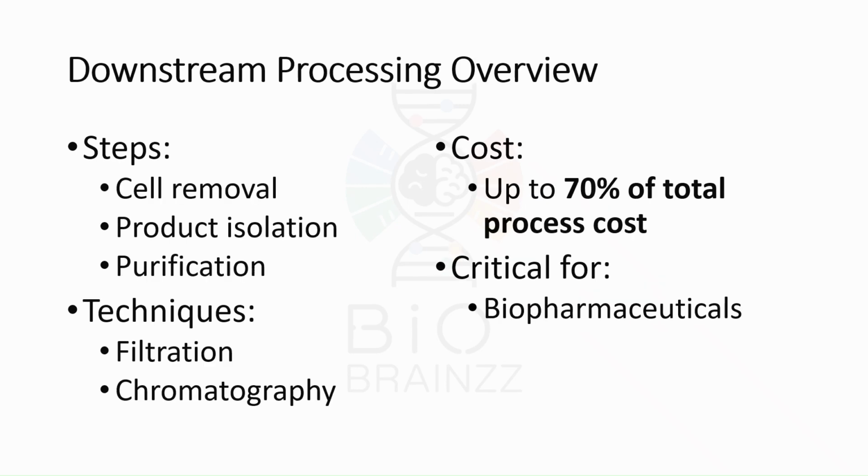Downstream processing includes steps like separation and purification of the product. It is a very important stage after fermentation. It includes techniques like filtration and chromatography. This stage can contribute up to 70% of total process cost.